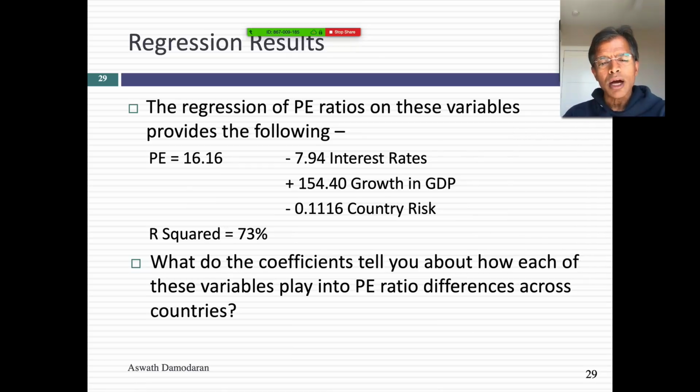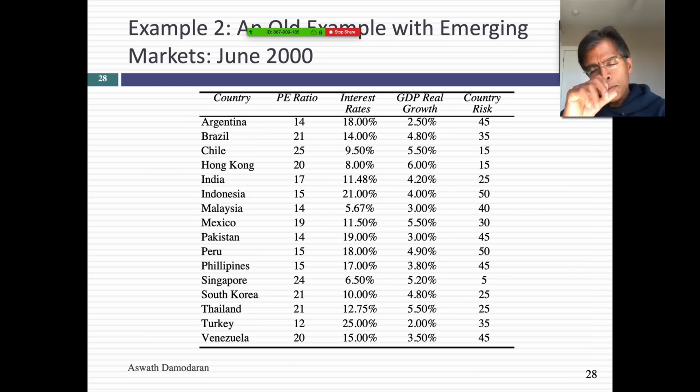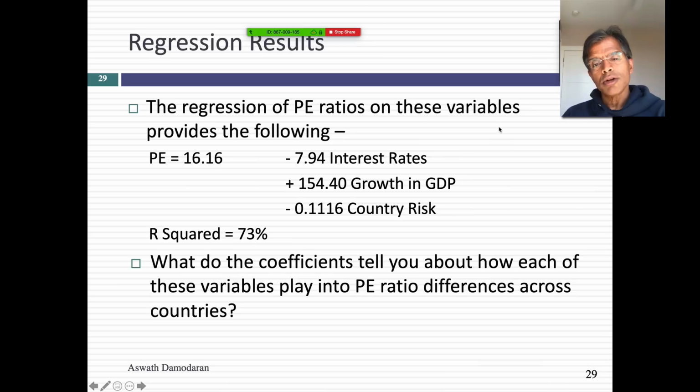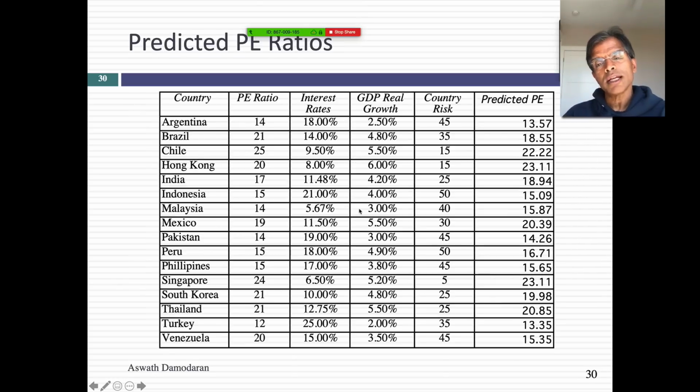You're saying, how is this going to help me decide whether Turkey is cheap or expensive? What if I went into my sample and plugged in each country's interest rate, growth, and country risk into the regression? So I plug in Argentina's interest rate, growth, and country risk. I'll get a predicted P/E for Argentina, and I do that for each country. That's exactly what I did in the next table. The last column, if you plug in the interest rates, growth, and country risk into the regression you saw on the previous page, my predicted PE for Argentina is 13.57.